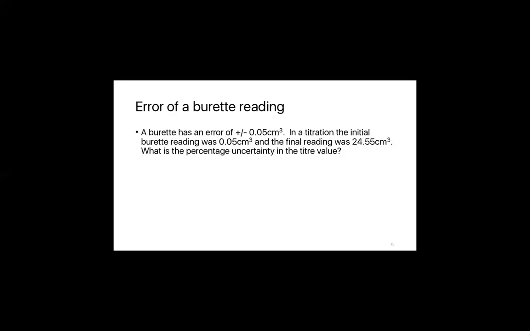You may well be given the error to deal with in the exam, but let's assume that we're doing it from this information here. Burette has an error plus or minus 0.05. In a titration, the initial burette reading was 0.05. The final reading was 24.55. What is the percentage uncertainty in the titer value? Again, I'll give you a minute or so and see if you can come up with the answer to this.